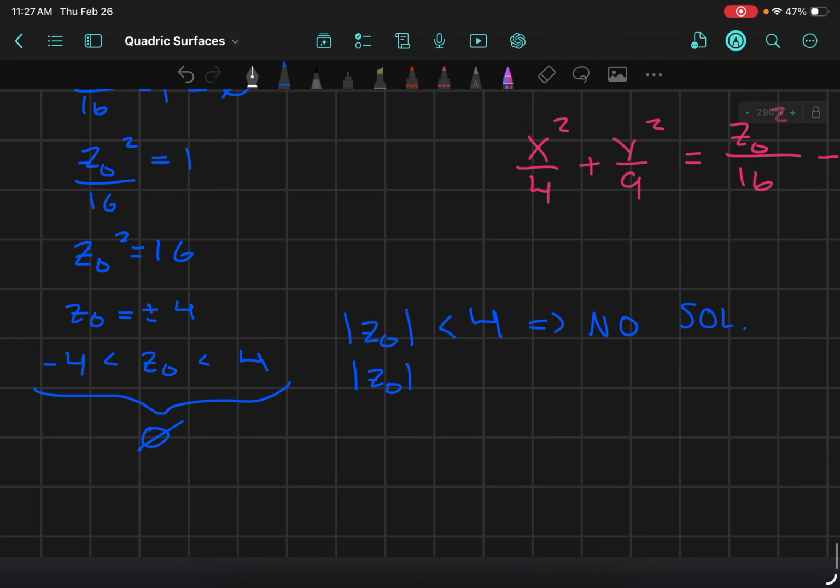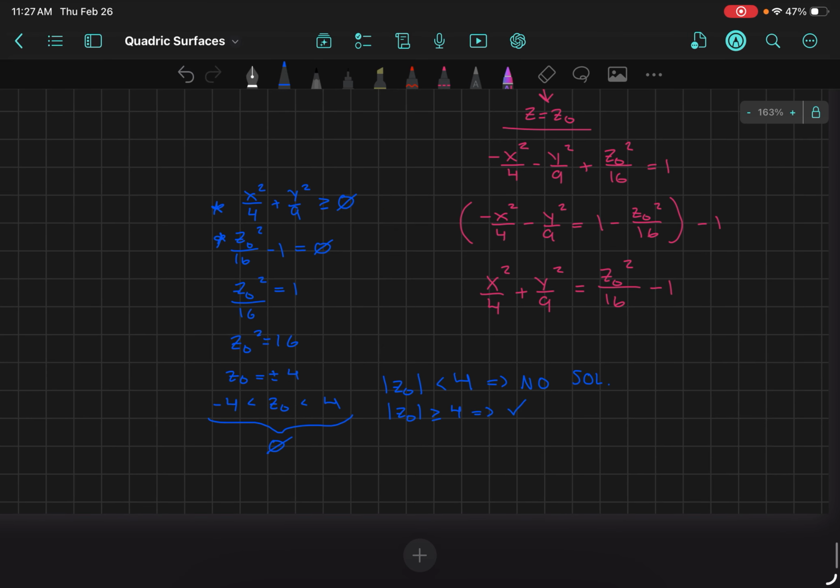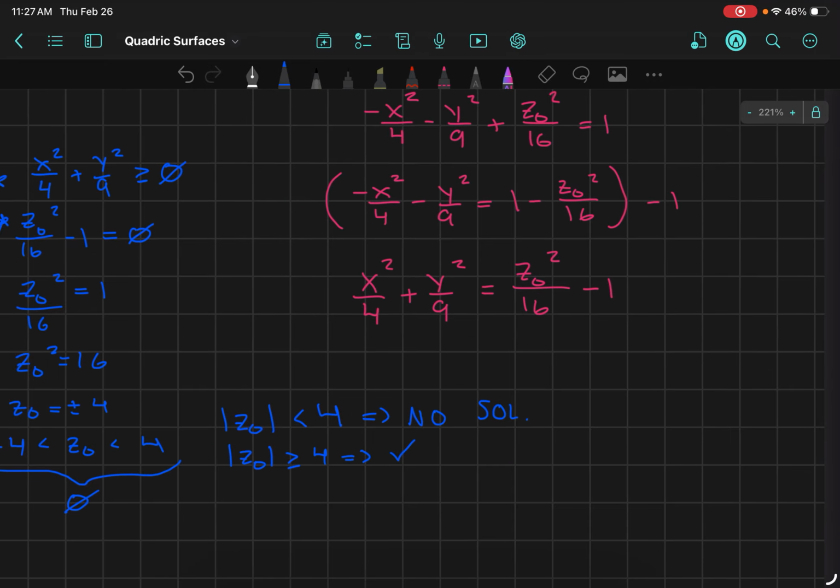If our z naught is greater than or equal to 4, then we're good. Because if we plot 4, then we have 4 squared over 16. That's 16 over 16. 1 minus 1 equals 0. We cannot have anything in between negative 4 and 4 as our z naught value. So, as you can see here, we've graphed our z equals z naught trace, and we know that these are just going to be ellipses, okay?